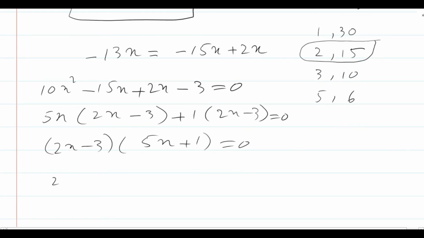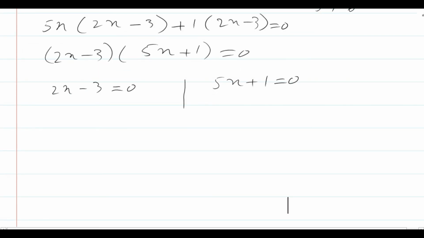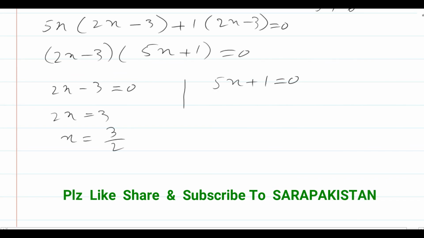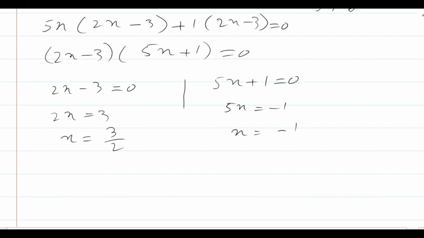Either 2x minus 3 equal to 0 or 5x plus 1 equal to 0. You can get 2x equal to 3 and x equal to 3 over 2. On the right side you can get 5x equal to minus 1 and x is equal to minus 1 over 5. This was part F.